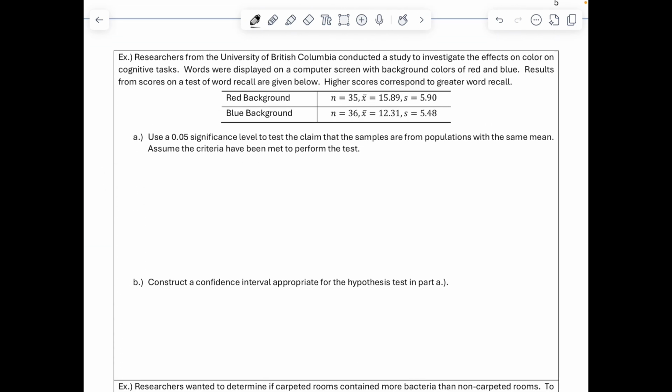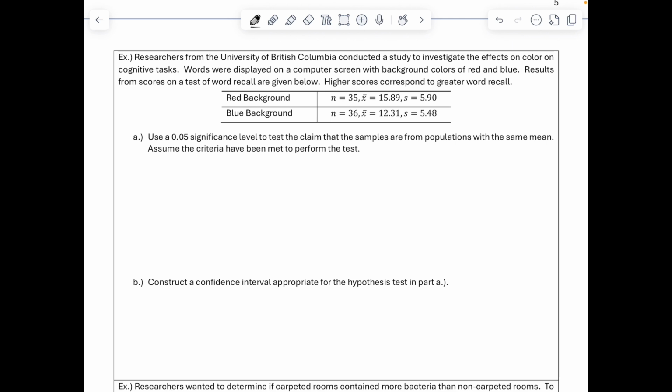So at the top of the next page, we have another example. This time it's a little bit more wordier. It says researchers from the University of British Columbia conduct a study to investigate the effects of color on cognitive tasks. Words are displayed on a computer screen with the background colors of either red or blue. And it says results from these scores on a test of word recall are given below. Higher scores correspond to a greater word recall.